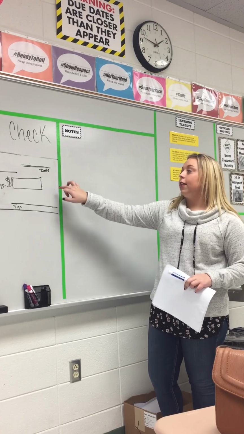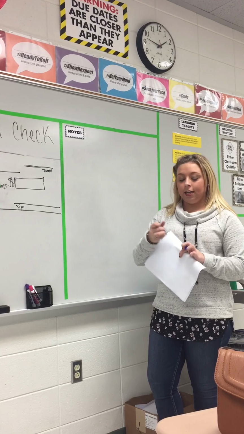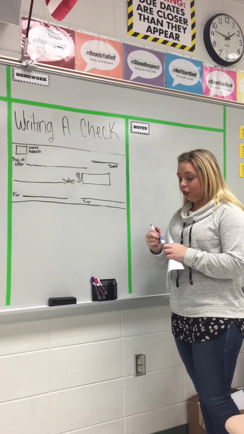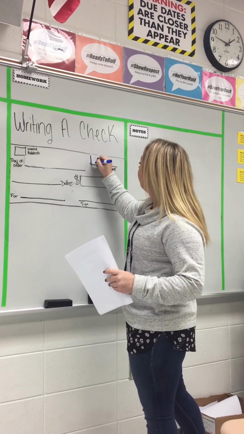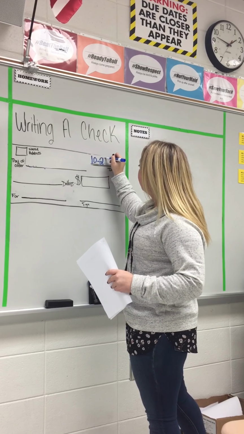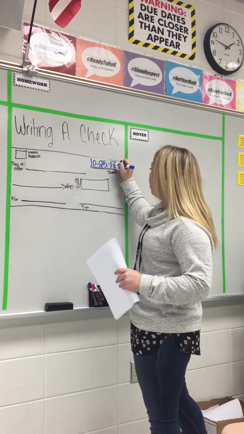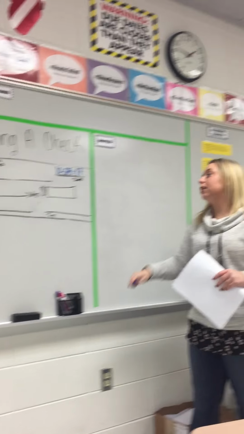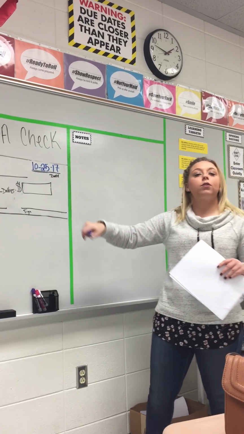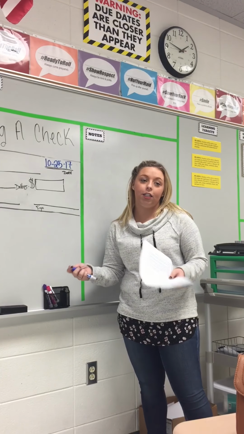The first step is writing the date. Now, today's date is 10/25/17, and you'll write it in that form. Now, sometimes you can use the post date, but it's better to use the actual date, because the post date can't always get cashed.